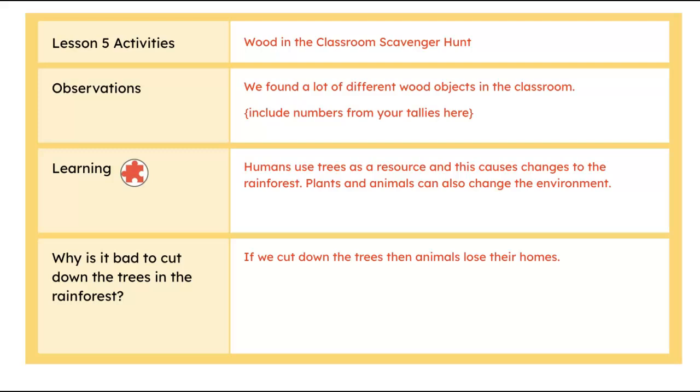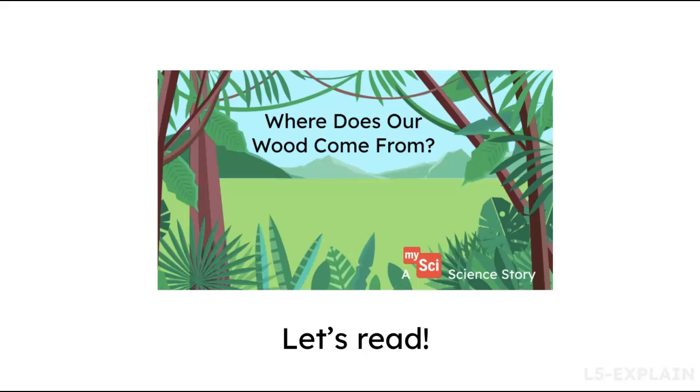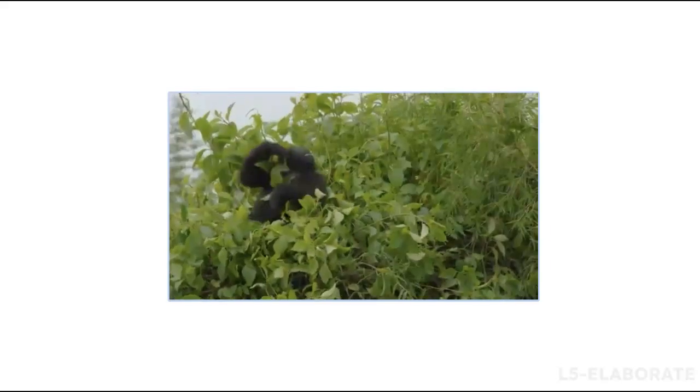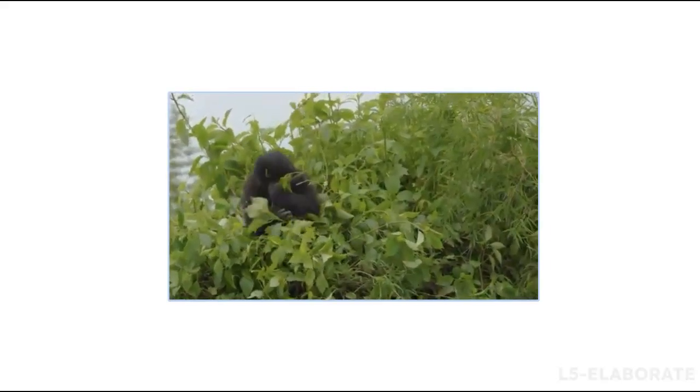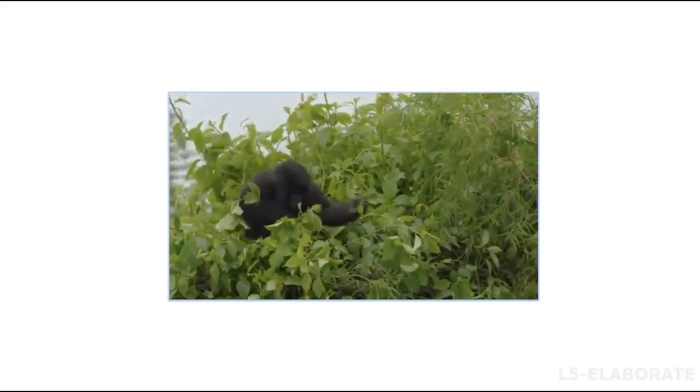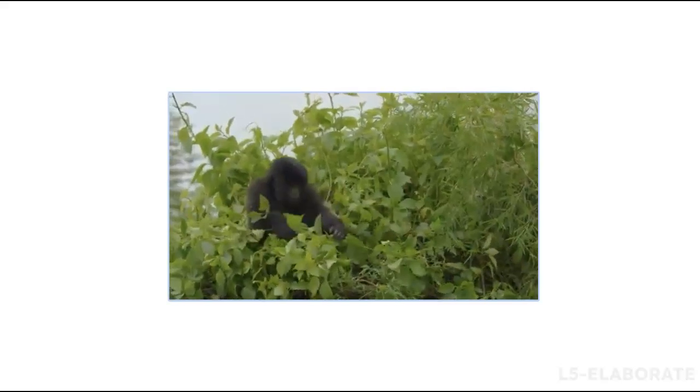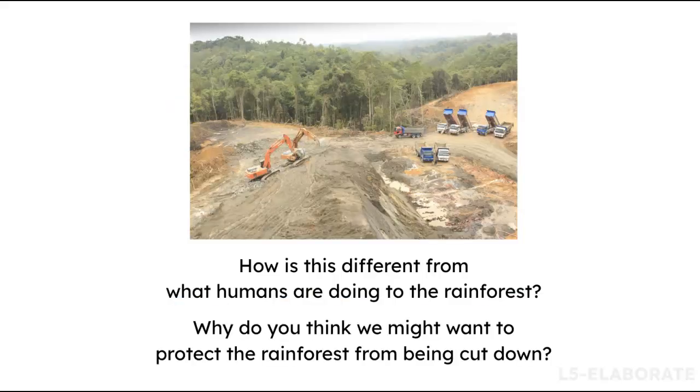You'll use the discussion to create the Lesson 5 summary chart. By the end of the discussion, students should understand that if we cut down the trees in the rainforest, then animals lose their homes. During the discussion, you'll read, "Where does our wood come from?" For the Elaborate portion, you'll show students the video of the rainforest, plants, and animals, and complete the summary chart discussion.